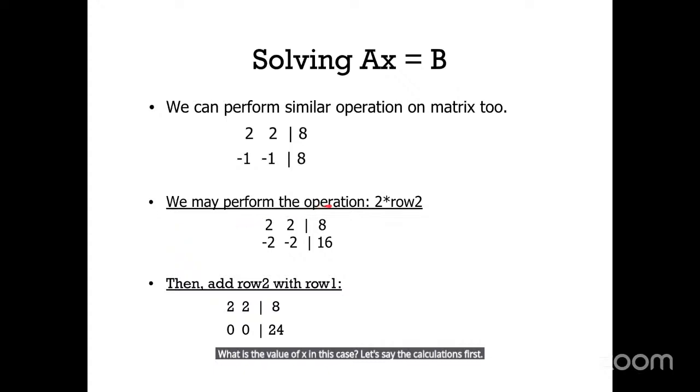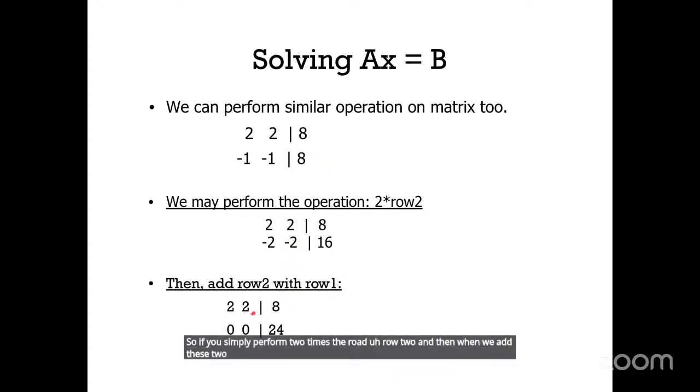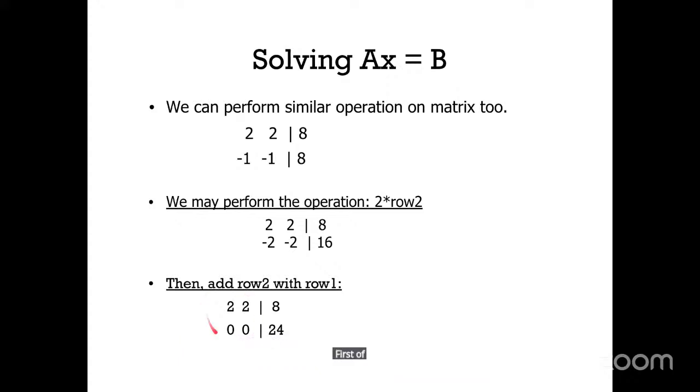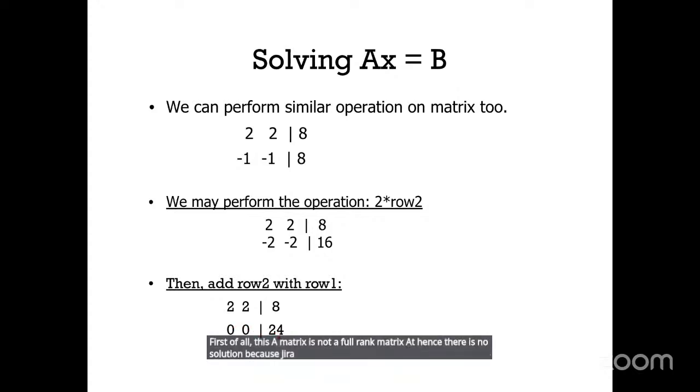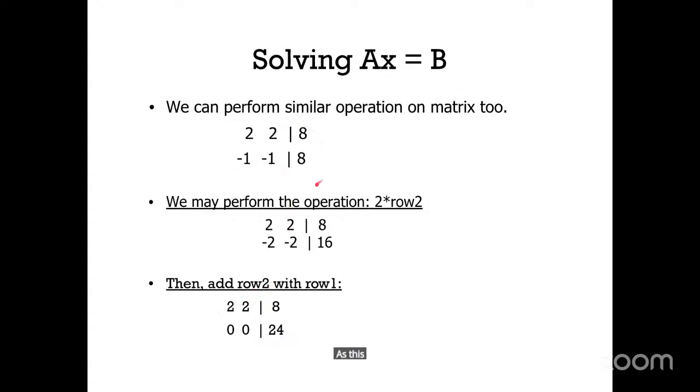If we simply perform 2 times row 2 and add these two, it will be 2x plus 2y equal to 8 and 0y equal to 24. You can see that 0 equal to 24 is a contradiction, and hence this A matrix is not a full rank matrix, and there is no solution because 0 cannot be equal to 24. Hence, this equation does not have any solution.